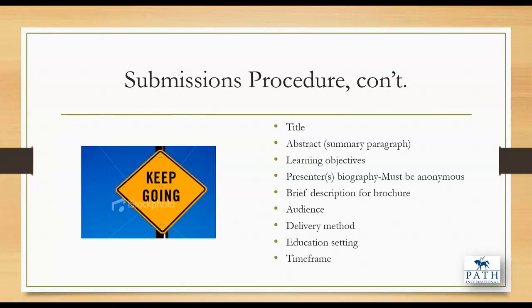So what we will also want you to have is a title, an abstract, which is a summary paragraph. You will have learning objectives, presenter biography, and keep this anonymous. Please do not put your name. Please do not put your center's name, because again, this is a small community, and people will kind of know who you are just by the name of your center or your program area. A brief description for the brochure and your audience, the delivery method, education setting, and time frame.